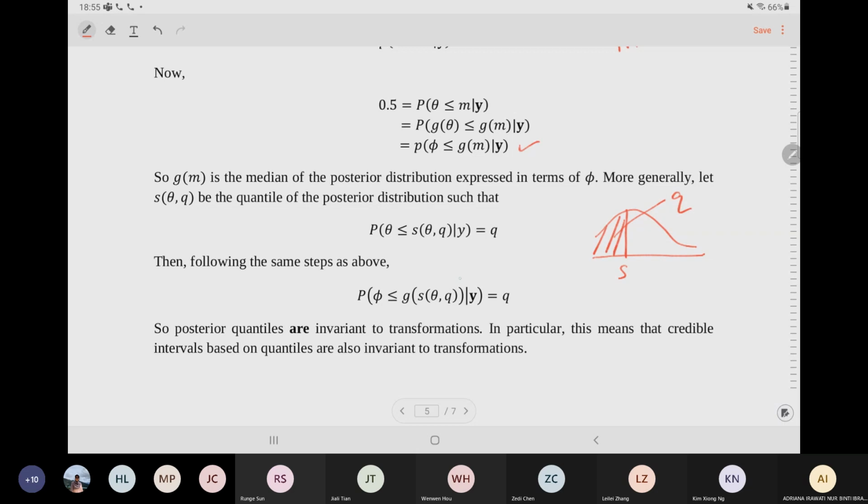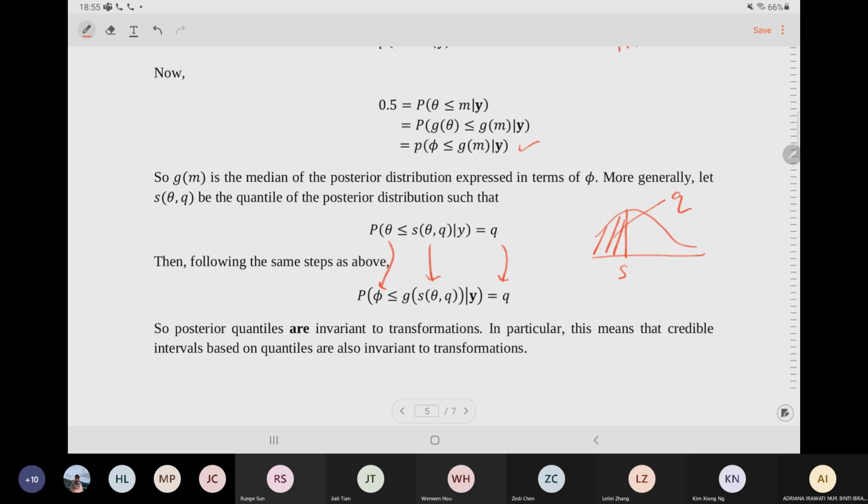Meaning that it still preserves the probability. So if you change from theta to phi, and you change from s_q to g(s_theta), they still have the same probability, which is q. This means that the quantiles are invariant to transformation.